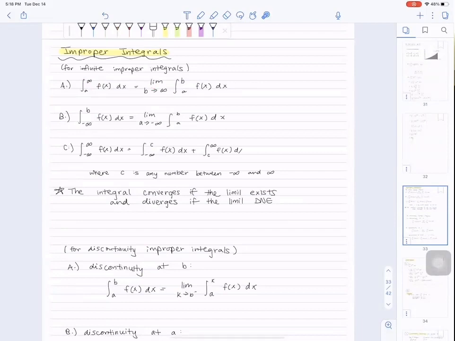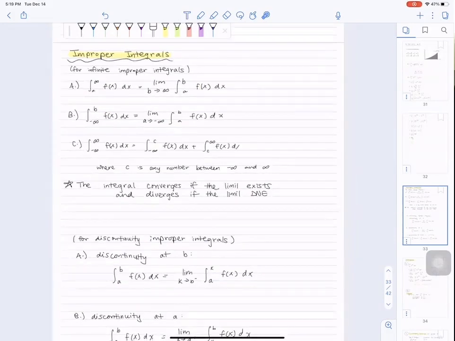So here we take the limit as some variable, b, goes to infinity of the integral from a to b of f of x dx. You evaluate this, and you should have something in terms of b, and then you take the limit. And the same goes for the other rules.